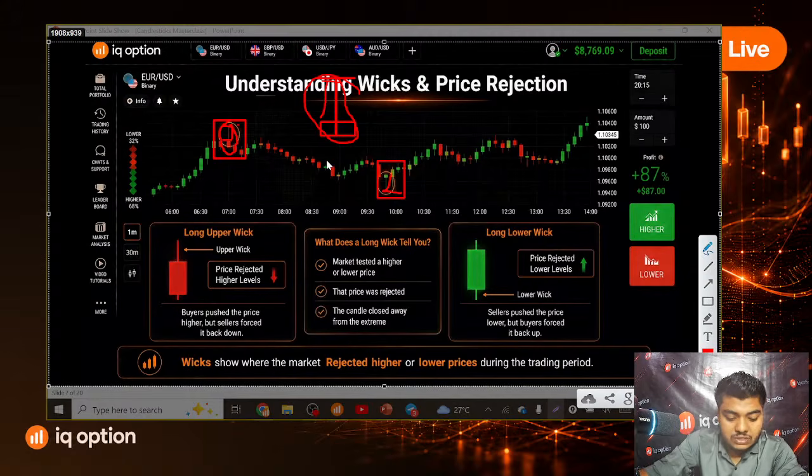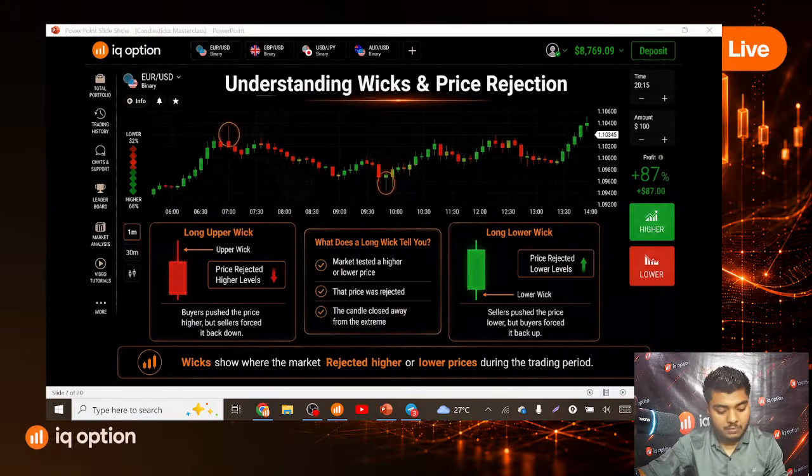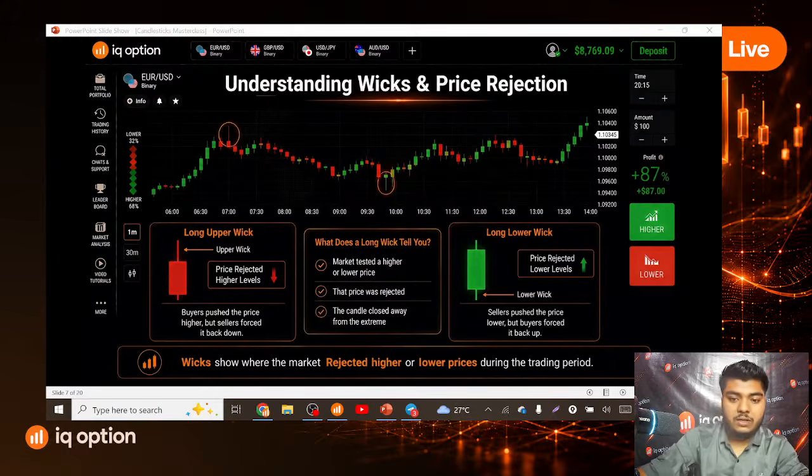So wicks don't tell us what will happen in the market next. They simply show us where the market rejected higher or lower prices during the trading period. Long wicks often indicate price rejections, showing that buyers or sellers failed to keep control at higher or lower prices. Like this one, buyers failed to push the price in the upward direction, and sellers fought with their full power against the buyers and won, and that's why they made this a bearish candle. So let's move to the next topic.